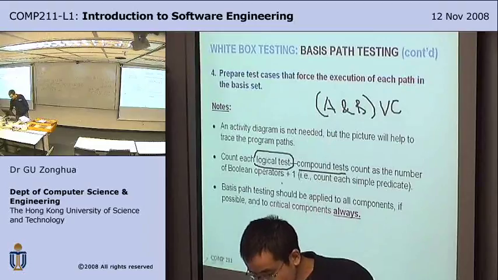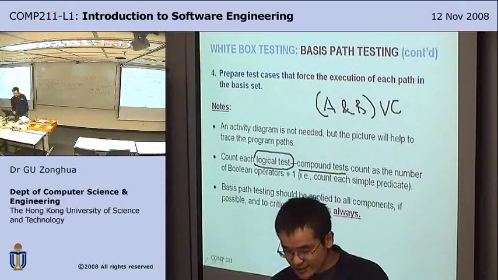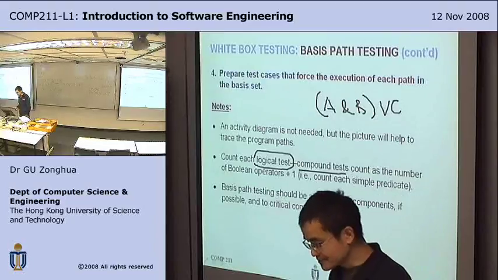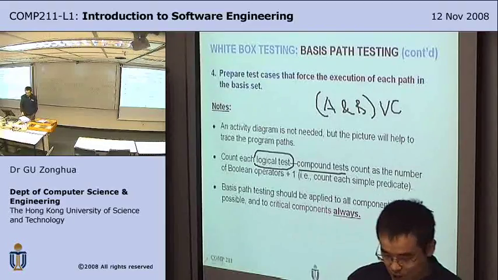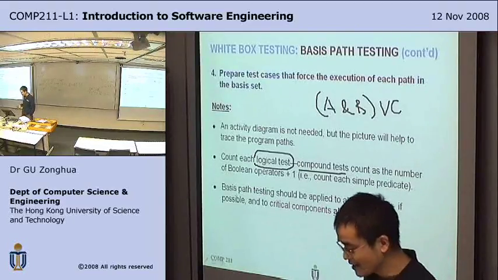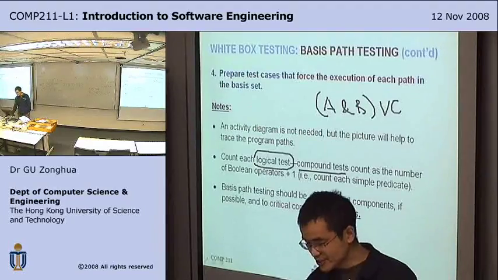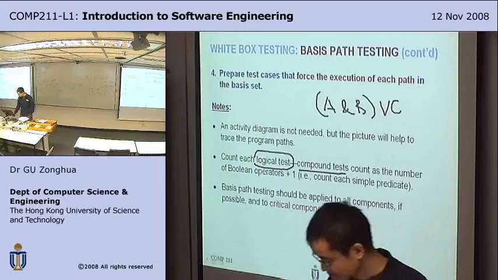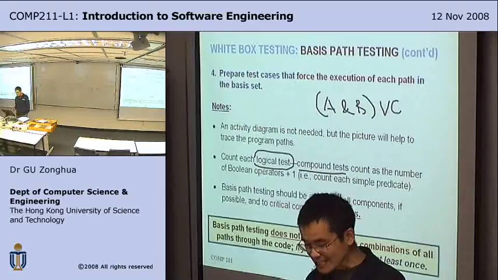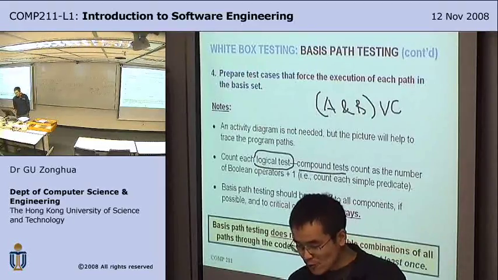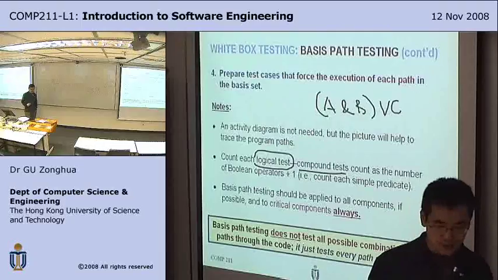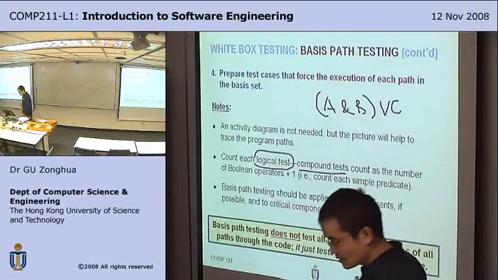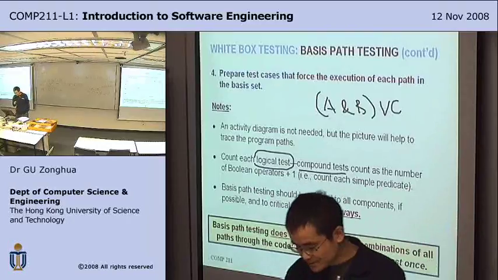Basis path testing should be applied to all components if possible, and to critical components always. That is, if applying it to all components is too expensive in terms of time and resources, then you need to do it for the critical components. Basis path testing does not test all possible combinations of all paths through the code. It just tests every path at least once. Notice the difference between these two.